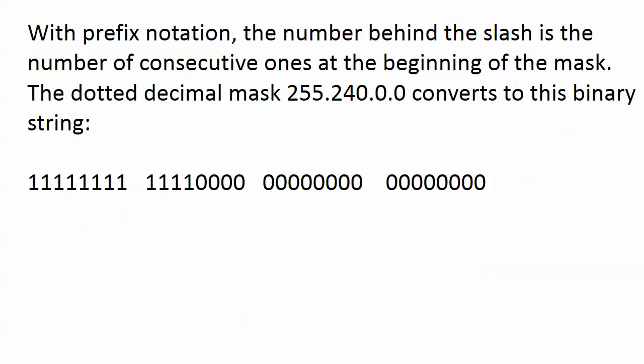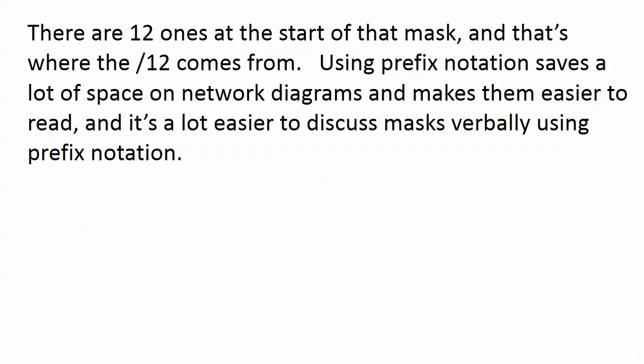Let me show you exactly how we arrive at that, because with prefix notation, the number behind the slash is the number of consecutive ones at the beginning of the mask. That's all it is. The dotted decimal mask 255.240.0.0 converts to the binary string in front of you now. And you can see it's 12 ones at the beginning, and then everything else is a 0. That's where the /12 comes in.